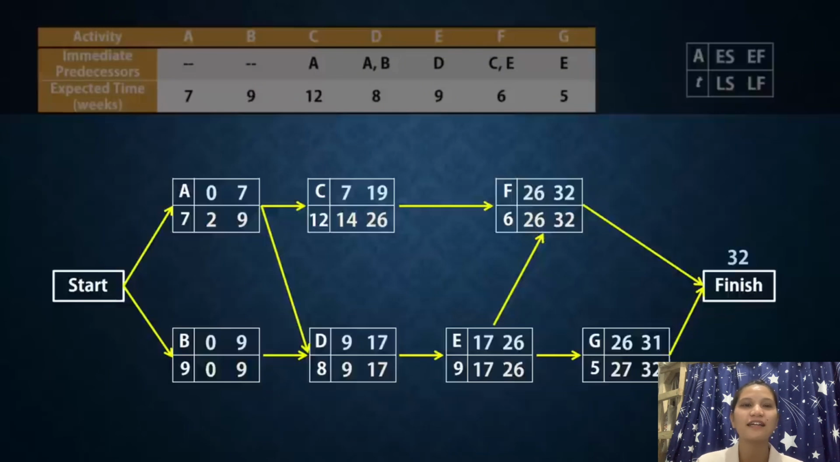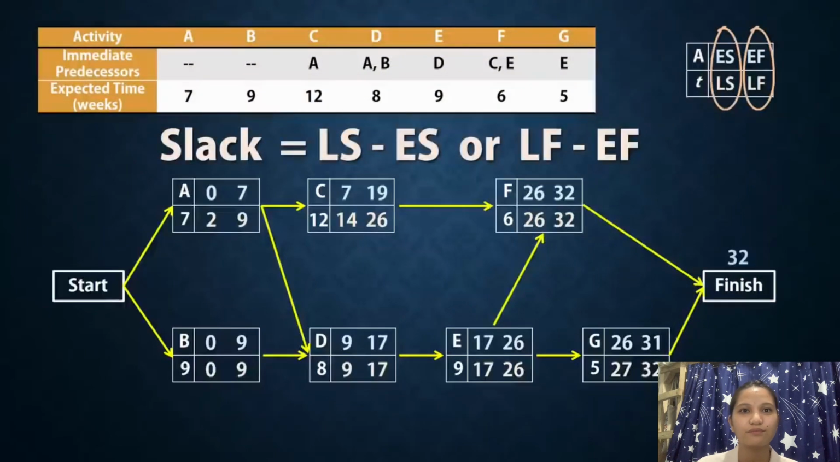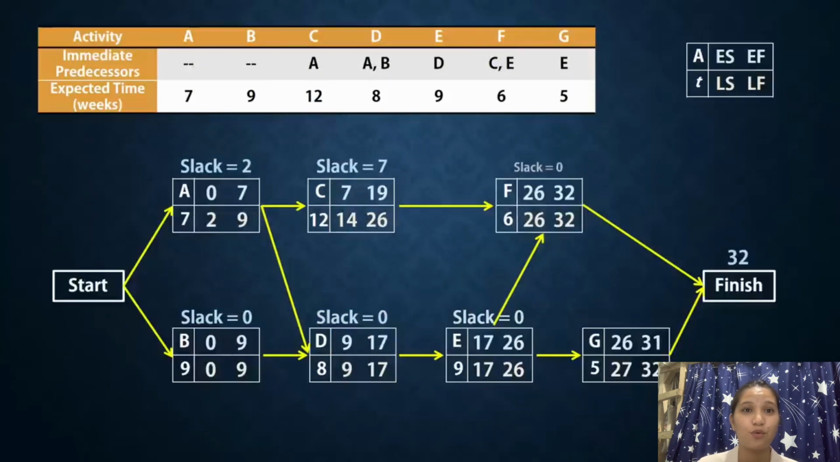Now, slack for an activity is defined as how long the activity can be delayed without extending or increasing the project completion time. And it's calculated as LS minus ES or LF minus EF. So the slack for A will be 2 minus 0 or 9 minus 7, which will be 2. The slack for B will then be 0. For C, it will be 7. For D, 0. For E, 0. For F, 0. And for G, 1.